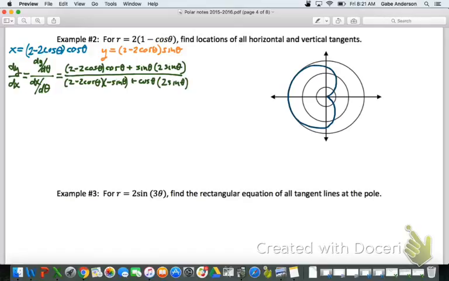It says, find all the locations of horizontal and vertical tangents. We know from earlier, horizontal tangents will happen when dy d theta is 0, vertical when dx d theta is 0. But if we get 0 at the same angle, then we have to say we don't know what's going on there. Maybe the tangent line doesn't exist. So let's see here. What do I want to do?